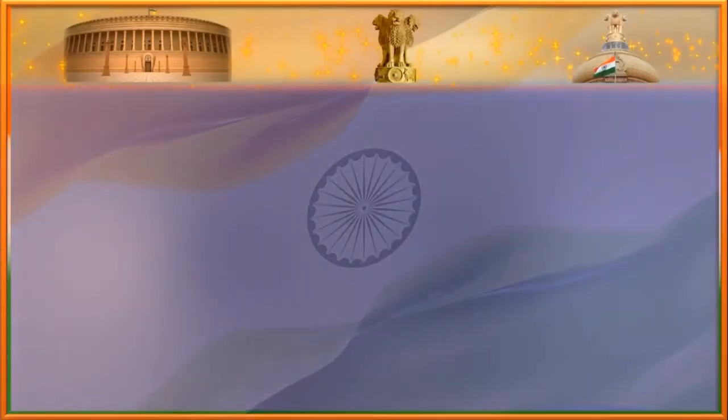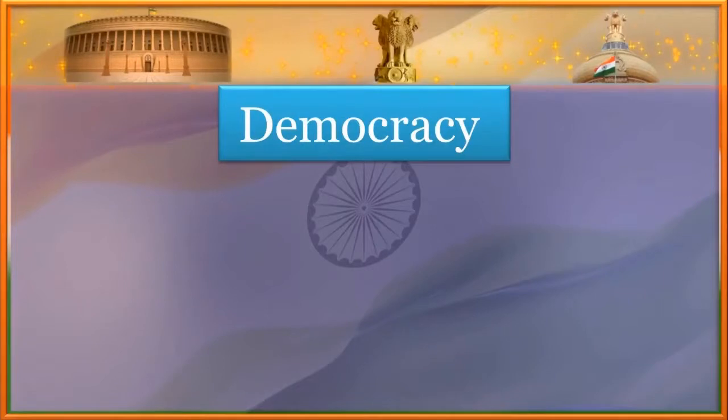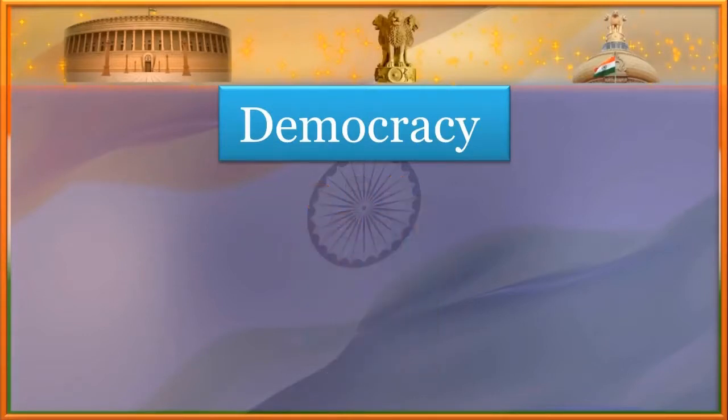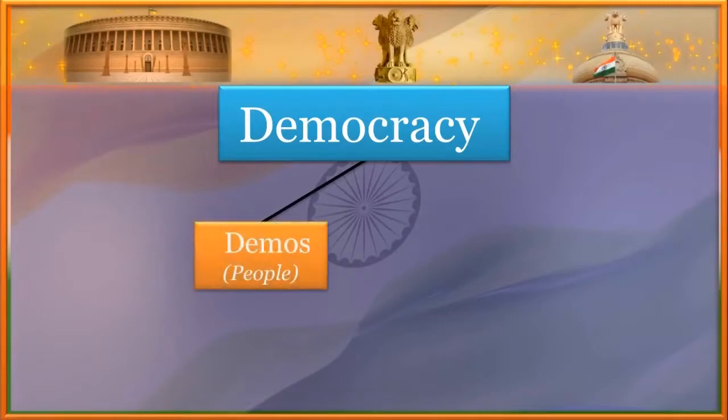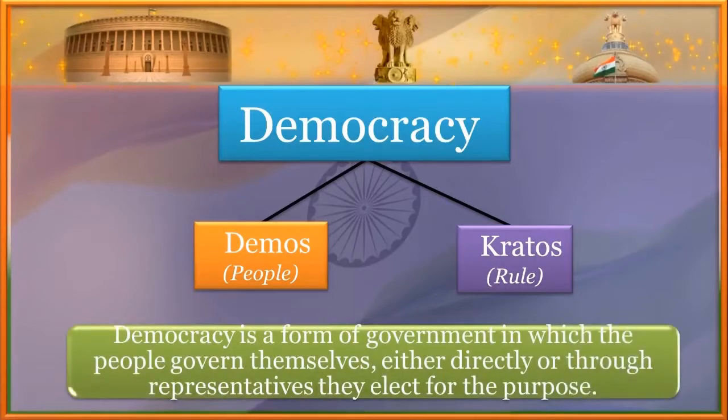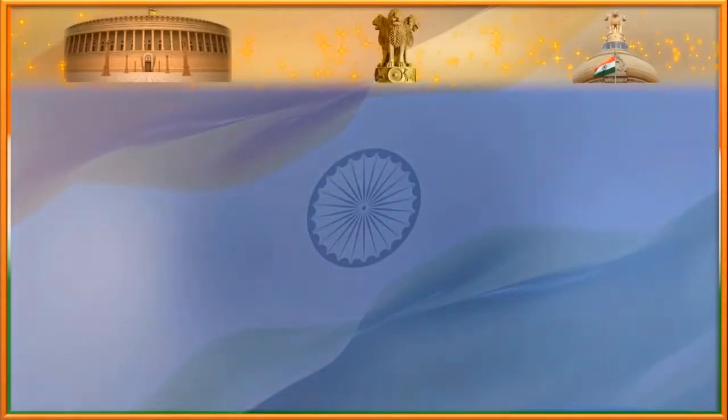Hi friends, do you know the meaning of democracy? The word democracy means rule by the people. It comes from two Greek words, demos, which means people, and kratos, which means rule. Thus, democracy is a form of government in which the people govern themselves either directly or through representatives they elect for the purpose. Do you know that?